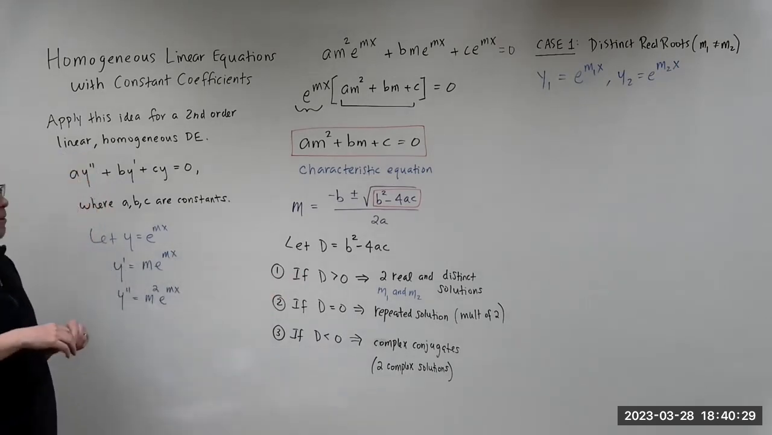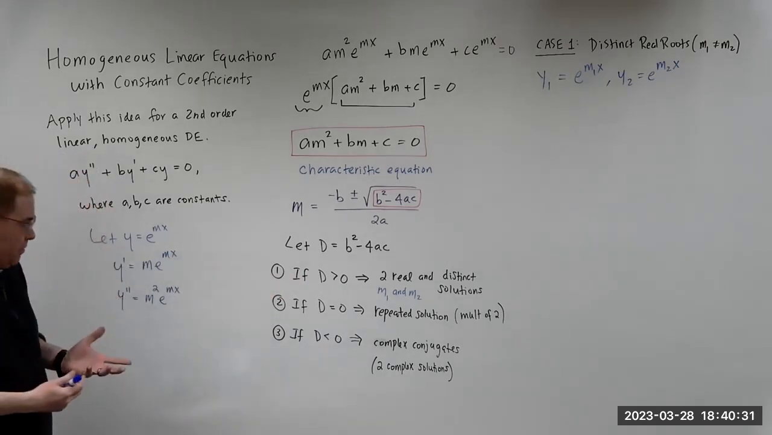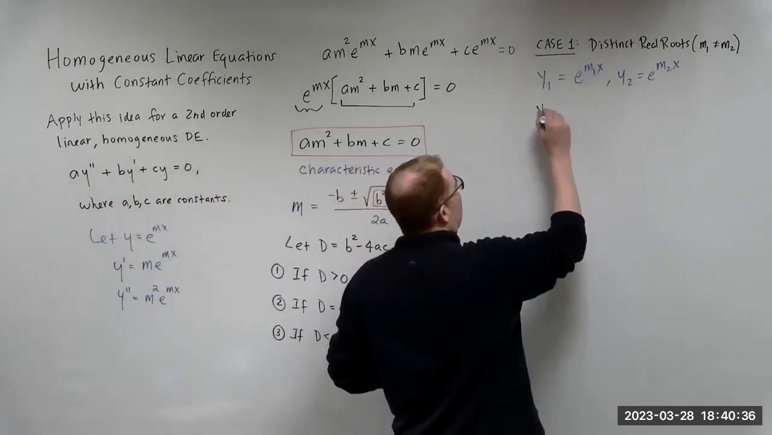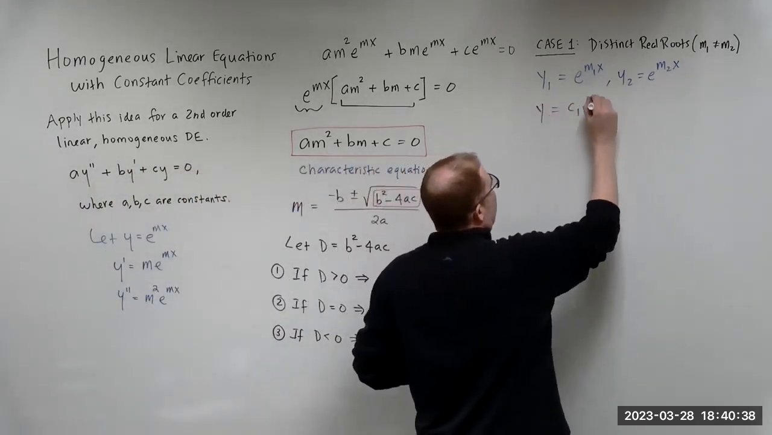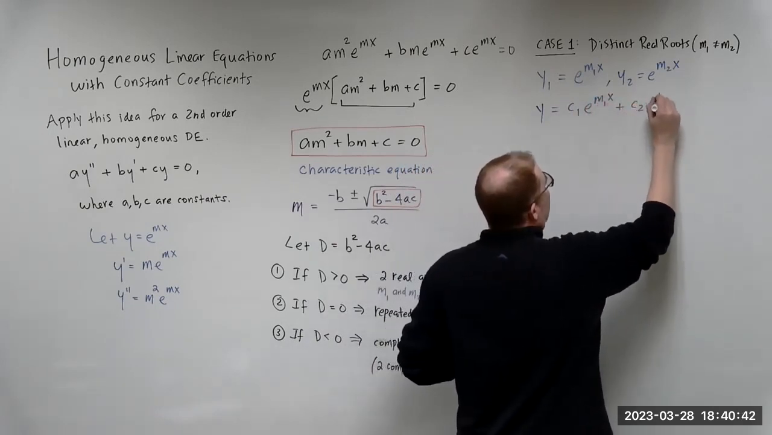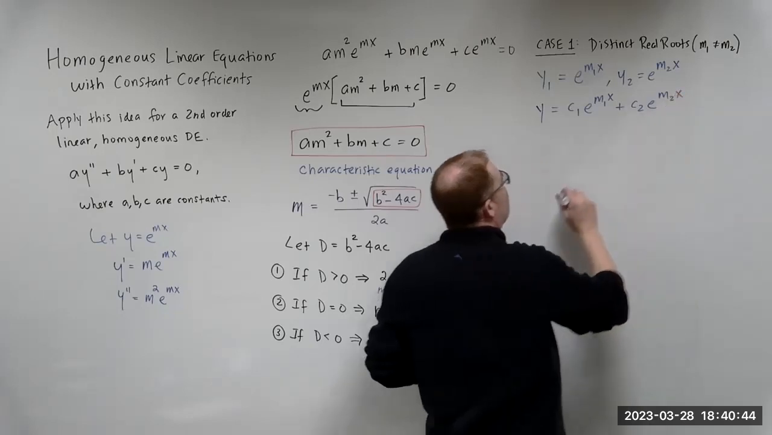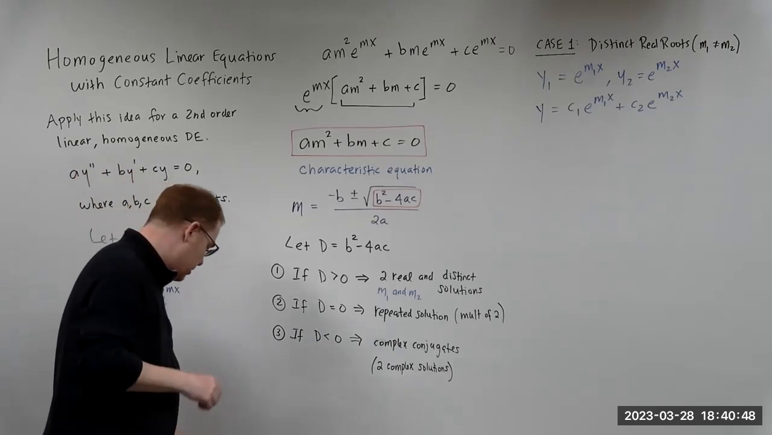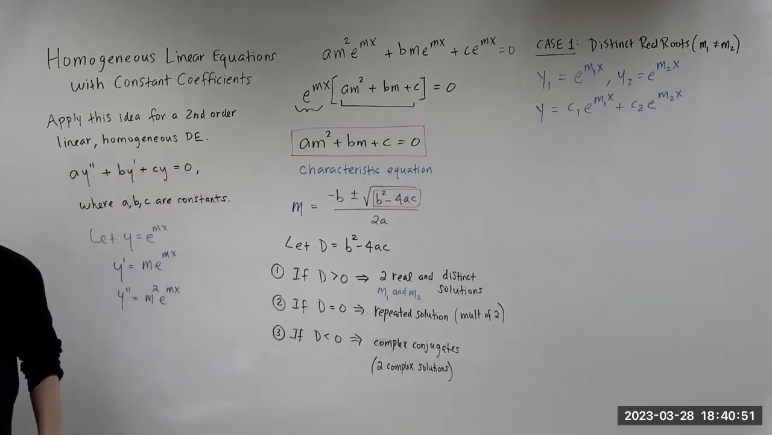So what we can do is take the linear combination of those, so we can get the general solution. So y is going to be equal to c1 e to the power m1x plus c2 e to the power m2x. So that's the general solution that we get for the first case.